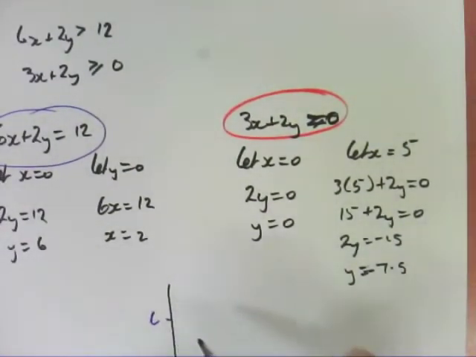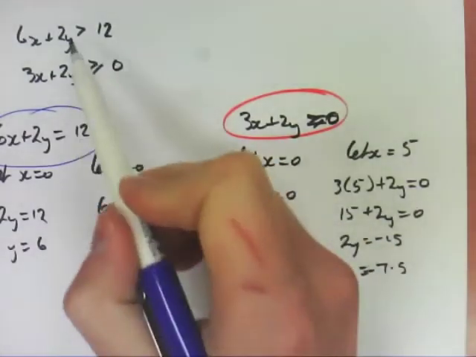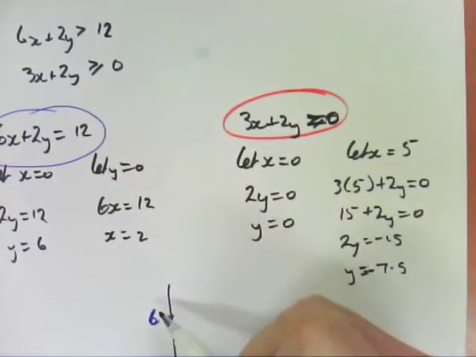So y equals 6, x equals 2. So we go through those two points, and remember this is not an equal to, so I need to do a dotted line through them, so it cannot be equal to that line.